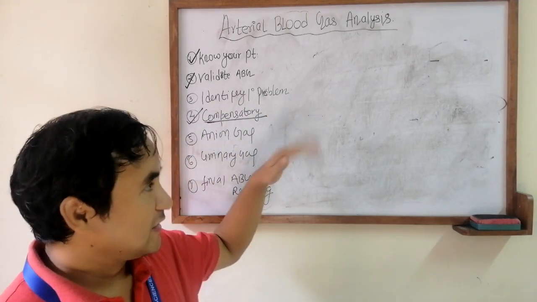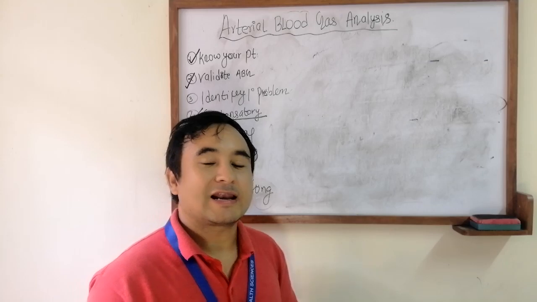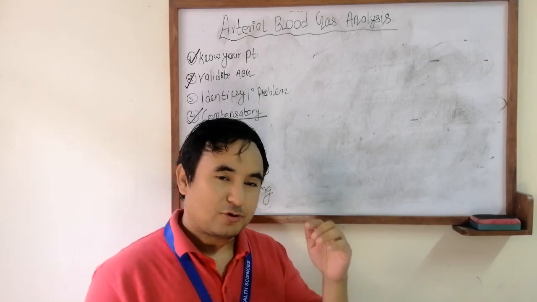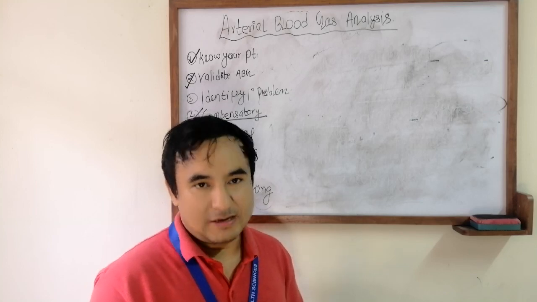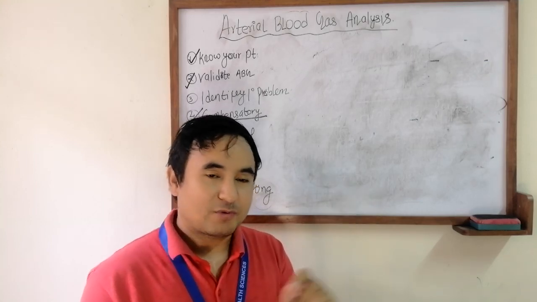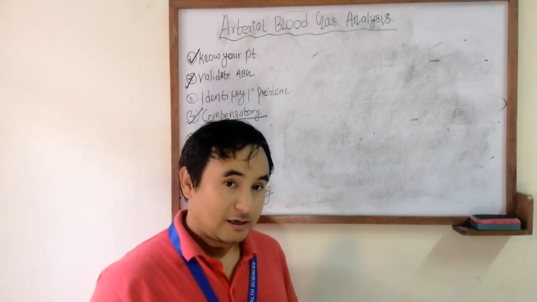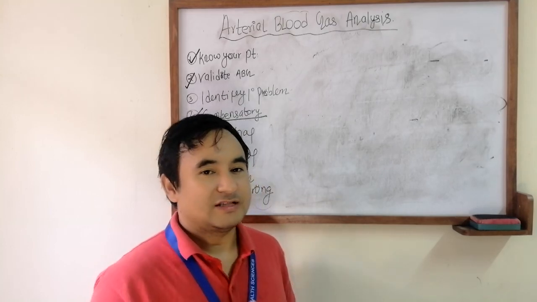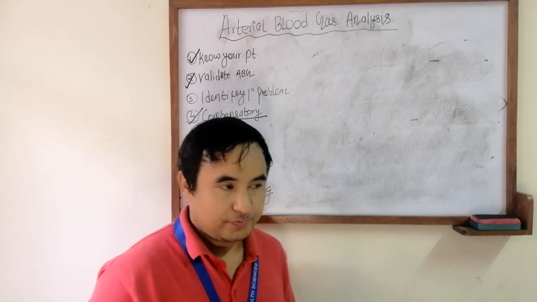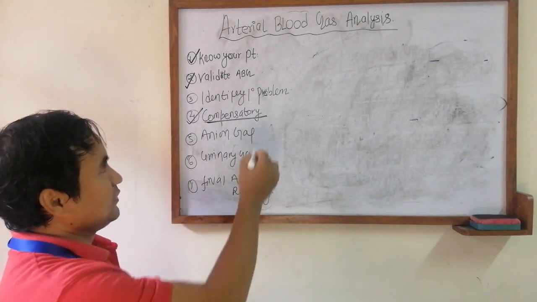In metabolic conditions like metabolic acidosis and alkalosis, we have to calculate the expected PaCO2 level, which is bicarbonate plus 15. If we add bicarbonate plus 15, then we can get an idea regarding the expected PaCO2 level, and then we can say whether there is a compensation or not. This is how we can check for the compensation.